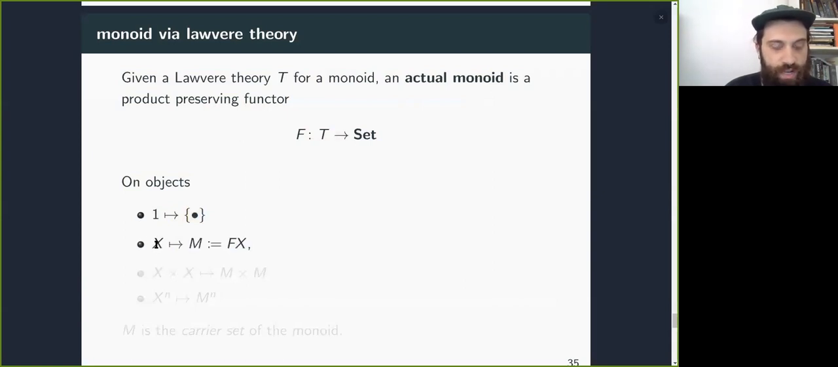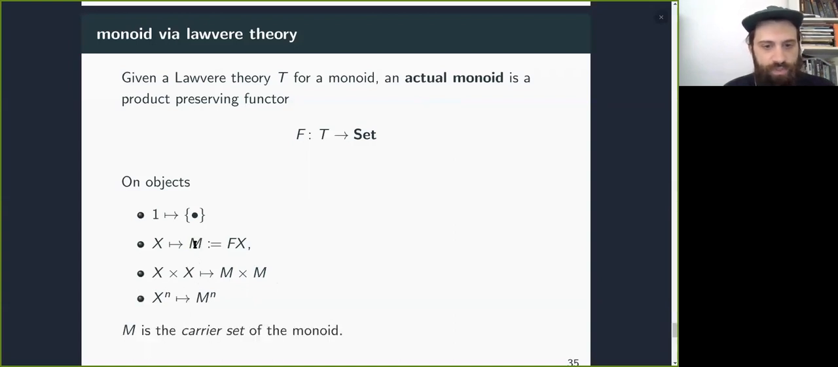So our generating object, which is called x, is going to go to some image of x, which from now on I'm just going to call M. So I'm just changing the denotation of it, and I'm going to say what that means in a second. But for now, x times x is going to have to go to M times M, where remember M is the image of x. And then x to the n is going to have to go to M to the n. The second and third bullets are true because this functor is product preserving.